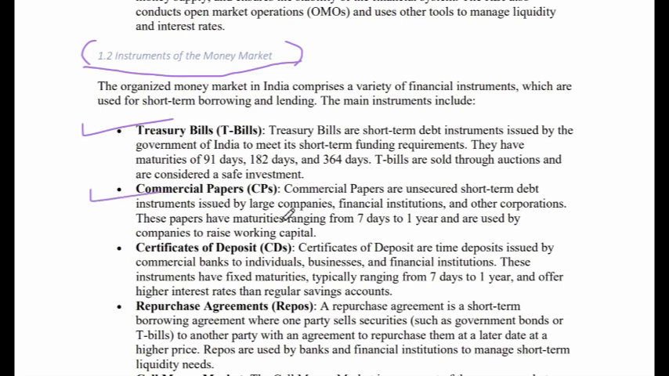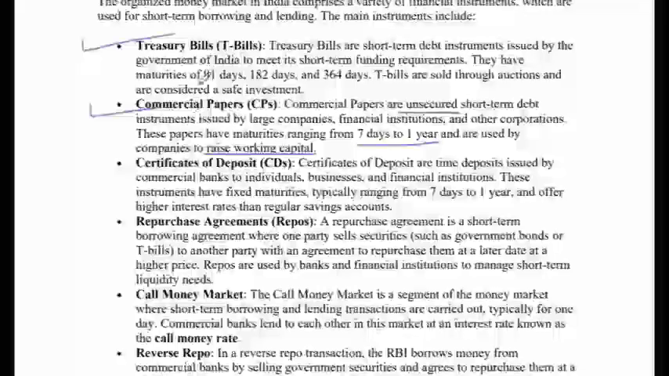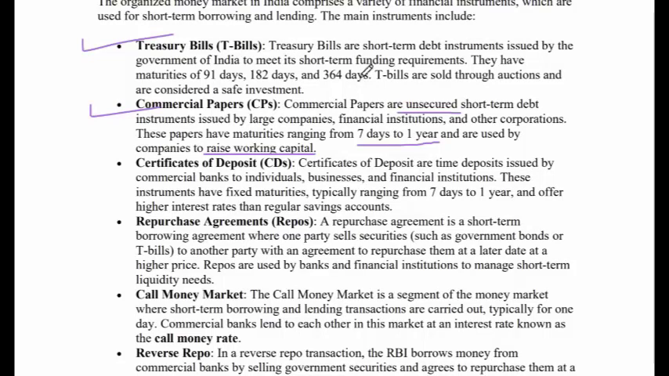CPs, commercial papers. Commercial papers are unsecured, short-term debt instruments issued by large companies, financial institutions, and other corporations. These papers have maturity ranging from 7 days to 1 year and are used by companies to raise working capital. Treasury bills are issued by the government to raise their short-term funding requirement.